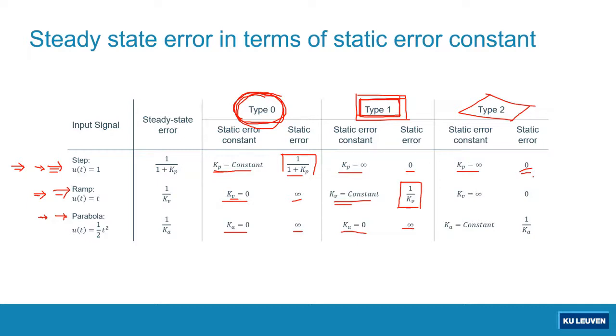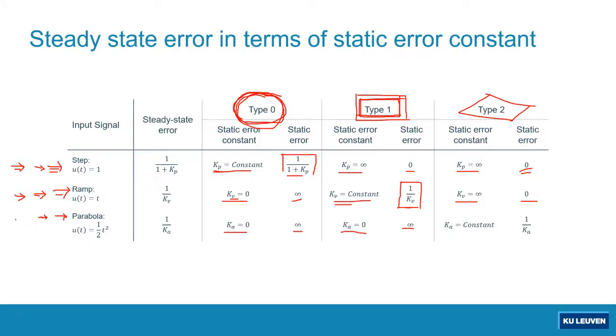Same thing will happen if to this type 2 system a ramp input is given. The static velocity error constant will be infinite. The steady state error will be 0, which means, again, to this type 2 system, if a ramp input is given, at the steady state condition, the response can follow the ramp input very well without any difference between the response and the ramp input.